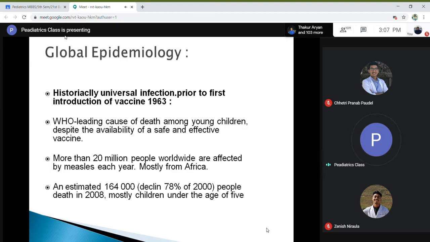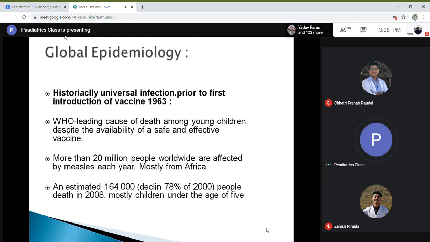From the epidemiological point of view, prior to the vaccine, which was developed in 1963, it was a long way back, it was a universal infection. That means if you get contact with the infection, you will get it anyhow, okay? Children under five are mostly affected. WHO says it is a leading cause of death among young children.